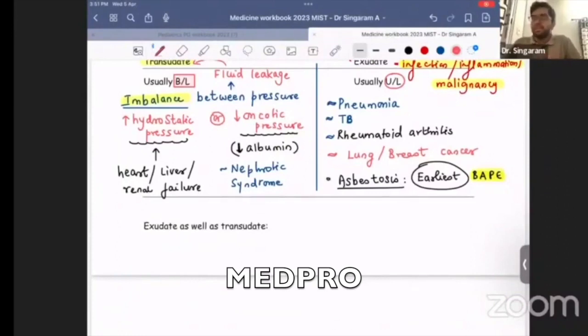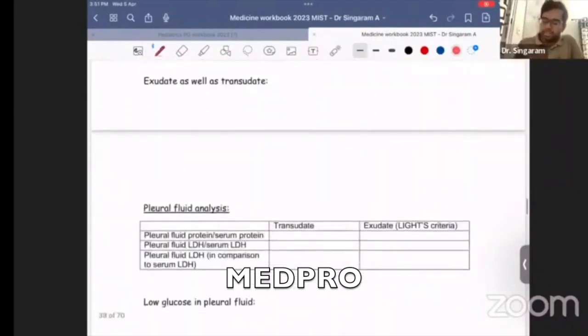Now there is only one condition where you can get both exudate as well as transudate type of pleural effusion. This itself is a special question. Till now, this question has not been asked for the exam. But I feel that going by the present pattern of questions, this can be asked in upcoming exams also. Any name, any condition where you can get both exudate as well as transudate pleural effusion? We have yet to discuss that condition, which will be the next condition I'll be discussing after this.